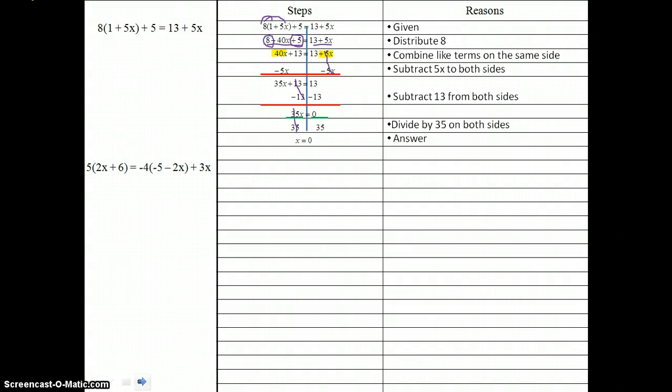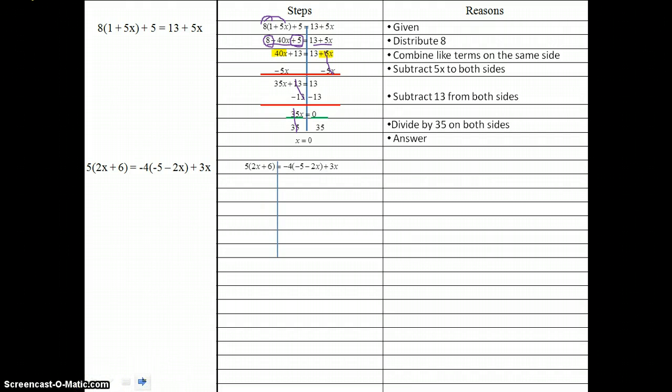Okay. Notice that I'm just following that reference sheet that was given to you on Monday in class. So if you follow that reference sheet, you should not have any issues with solving equations or inequalities. Okay, let's look at the next one.